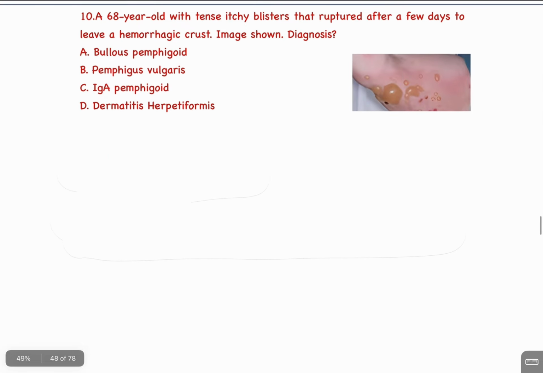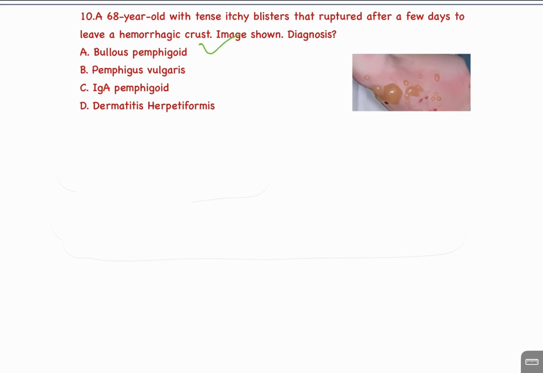Question number 10. A 68-year-old with tense itchy blister that ruptured after a few days to leave a hemorrhagic crust. Image shown. Diagnosis: A. Bullous pemphigoid, B. Pemphigus vulgaris, C. IgA pemphigoid, D. Dermatitis herpetiformis. The answer is A.